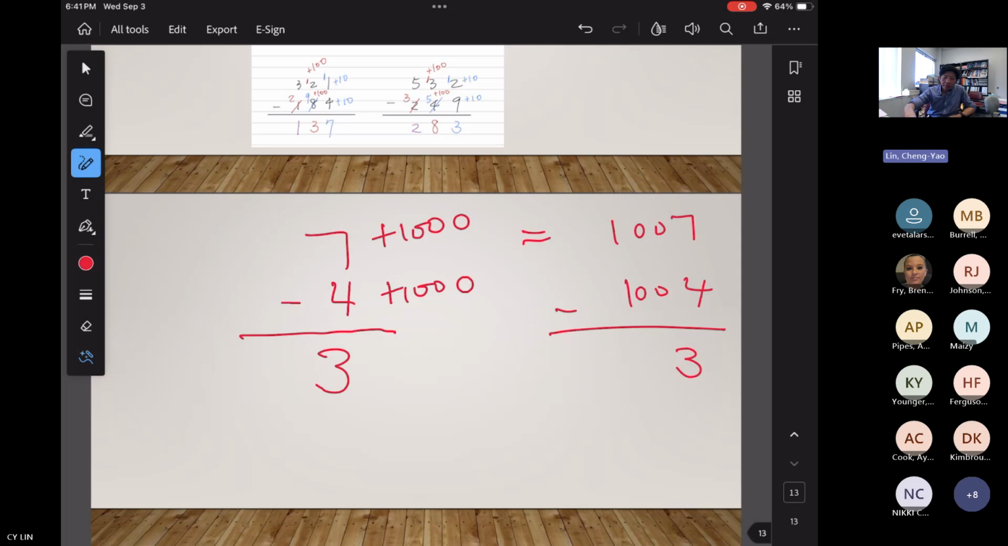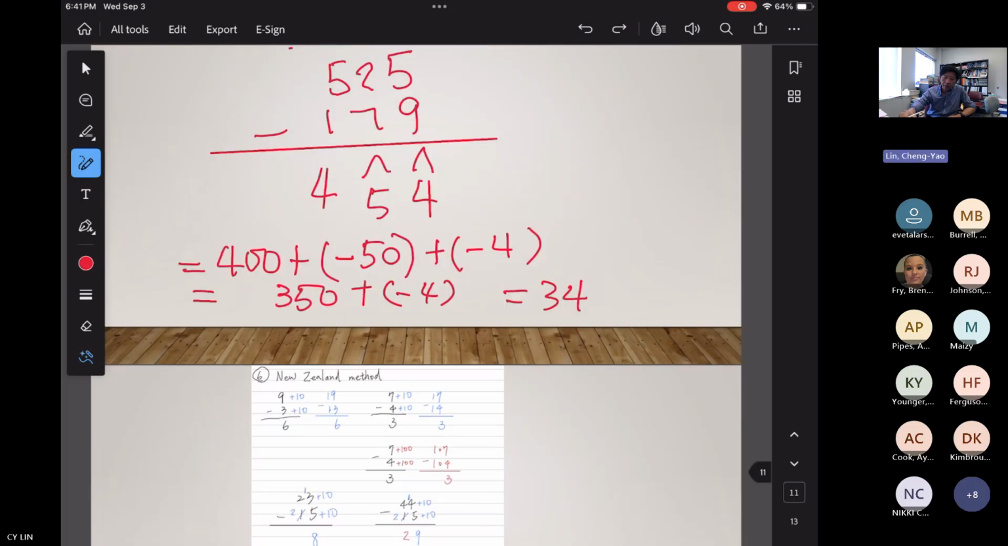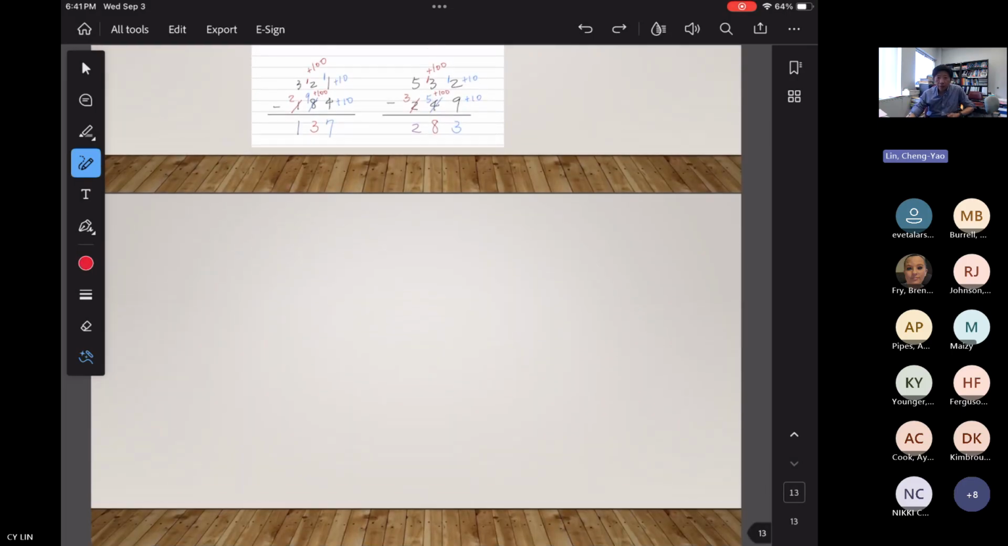So the New Zealand method basically uses this strategy. Add 10 on the top, add 10 on the bottom. We're taking care of the not enough. And it depends on the place value that is not enough. Let's say not enough for the tens place value, we move on to the next one. So again, I'm going to give you the same problem here.